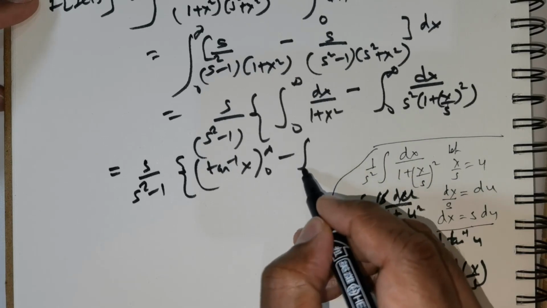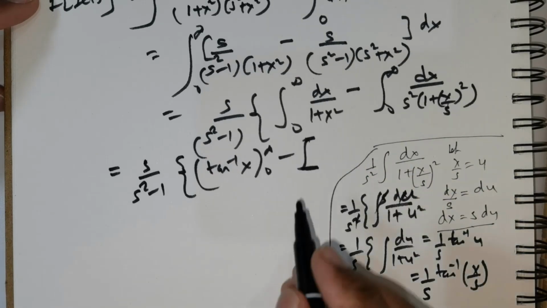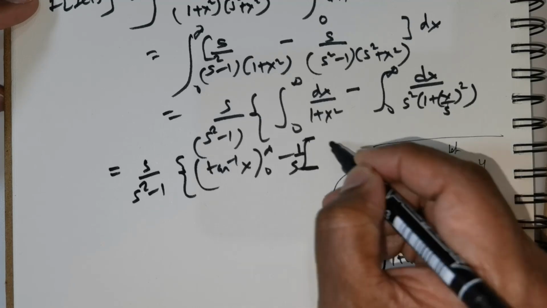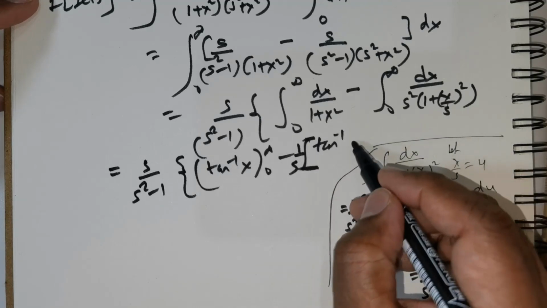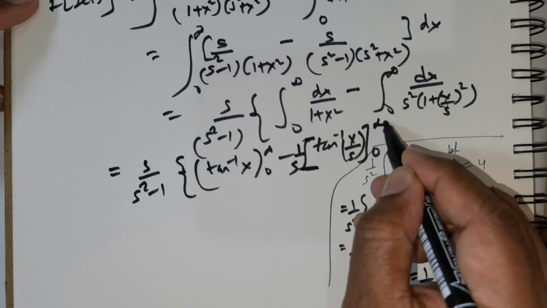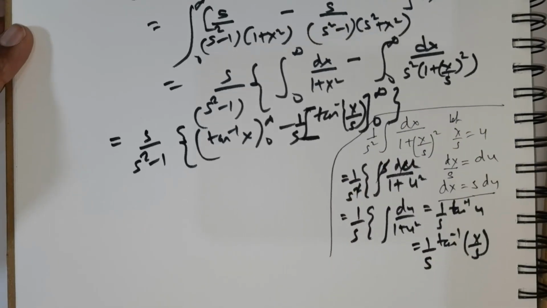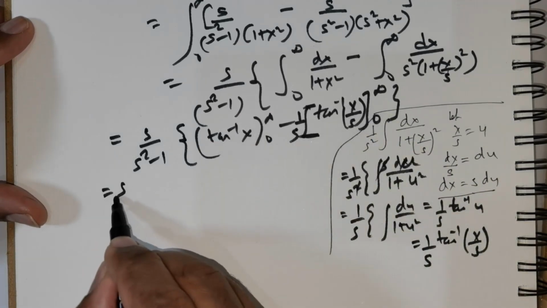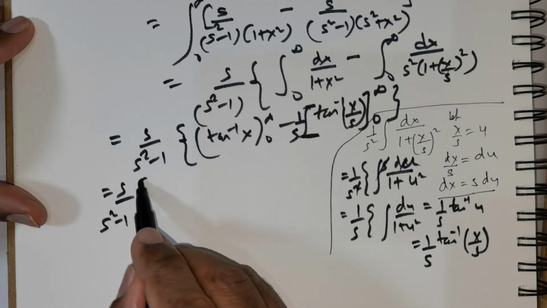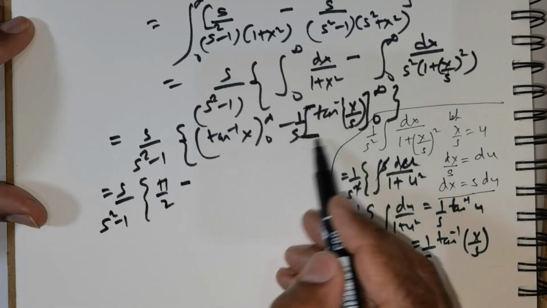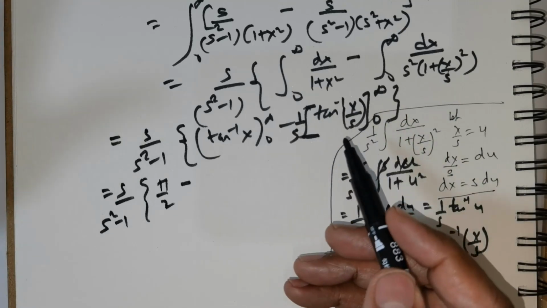So let me write the value. This is equal to 1 over s. I can actually place 1 over s out, and this is nothing but tan inverse of x over s. And the limits are 0 to infinity. Now if I were to place infinity, what do I get? This is going to be s over s squared minus 1. If I were to place infinity, tan inverse of infinity is pi over 2, minus tan inverse of 0, which is 0.